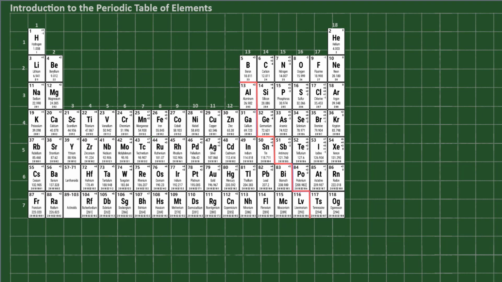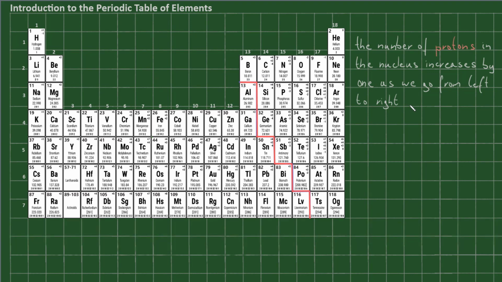Firstly, when reading from left to right, the number of protons inside the nucleus of the atom increases by 1. So this means that we start with hydrogen, which has 1 proton, then we move to helium, which has 2 protons, then we move to lithium, which has 3, beryllium 4, boron 5, carbon 6, and so on.